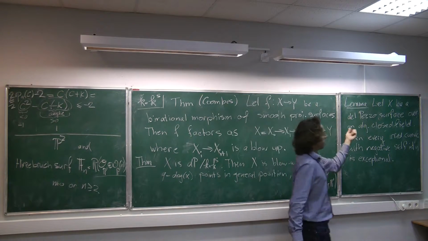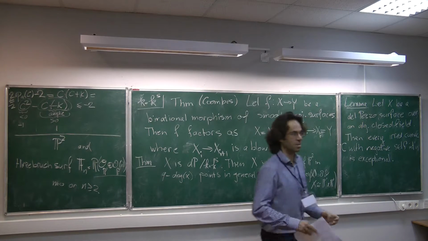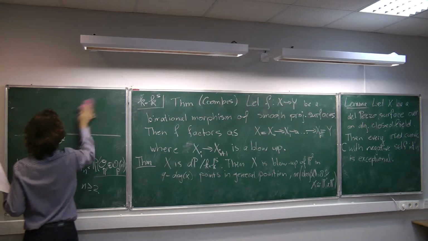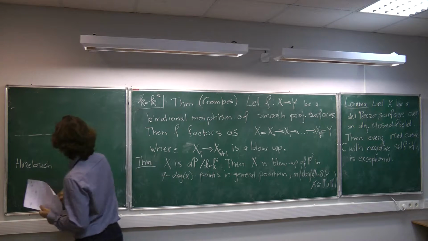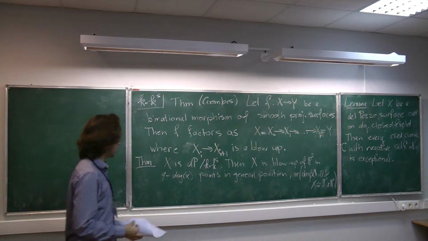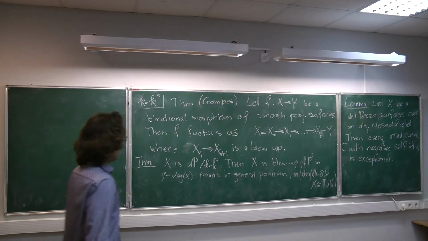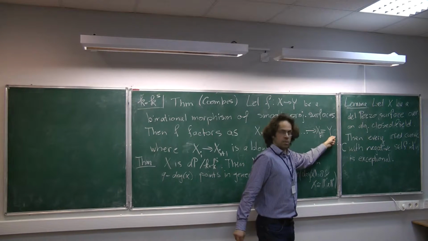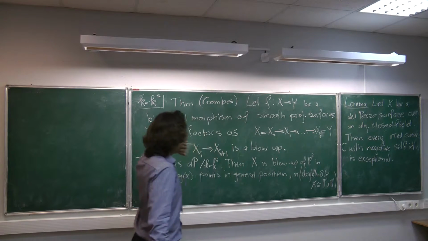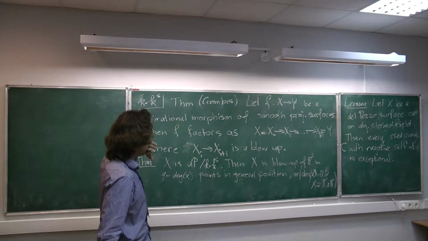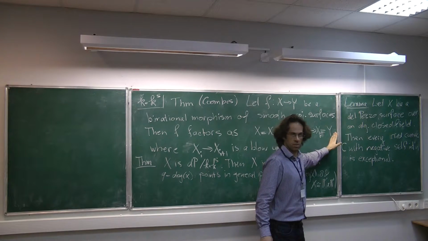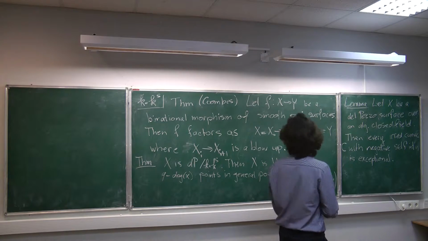Well, I should then tell you what general position means for a bunch of points. I should also tell you how many. In P2, if you have a line, it has self-intersection 1. I should say it differently. The anti-canonical divisor. There's something we didn't say yet.